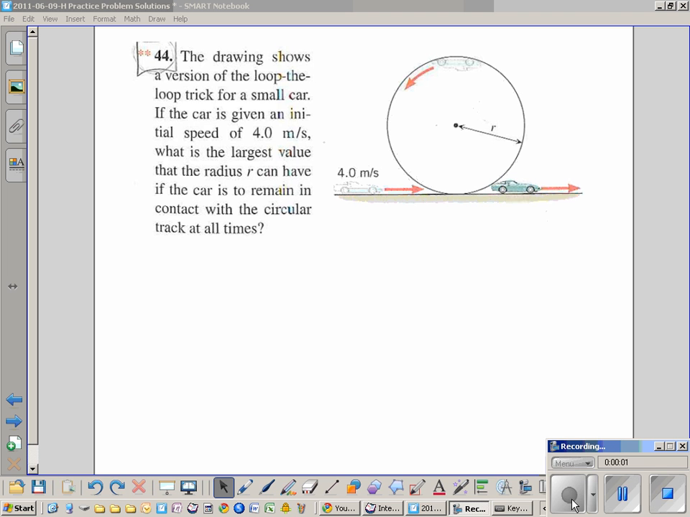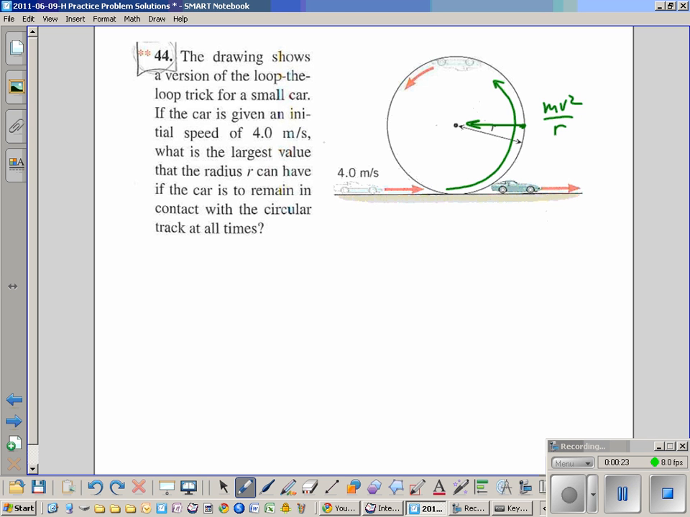Problem 44, a double star. All right, so the car is going to go around this circle. Remember, as it's going around the circle, at any given instant, the total force applied has to be applied toward the center and has to be equal to mv squared over r.